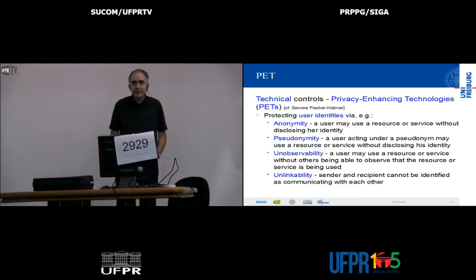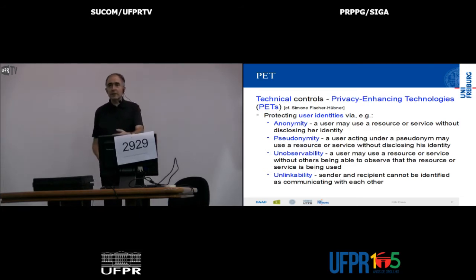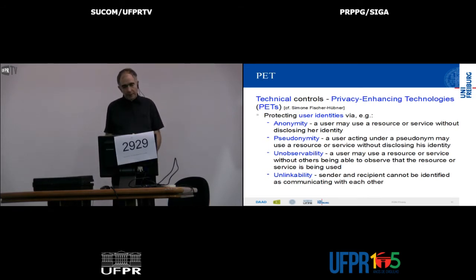Protecting user identities can be done by anonymity. No need to know who you are. As long as I pay, I mean, in shops it works nicely. I go in, I pay, I get the product, I walk out. Nobody knows who I am. In the case of Amazon, they know everything about me before they deliver certain goods. Pseudonymity is, okay, you don't need your identity, but you can still be tracked if the need arises.